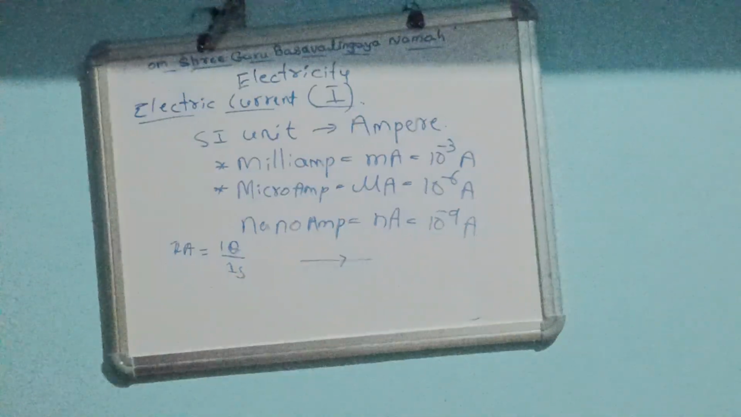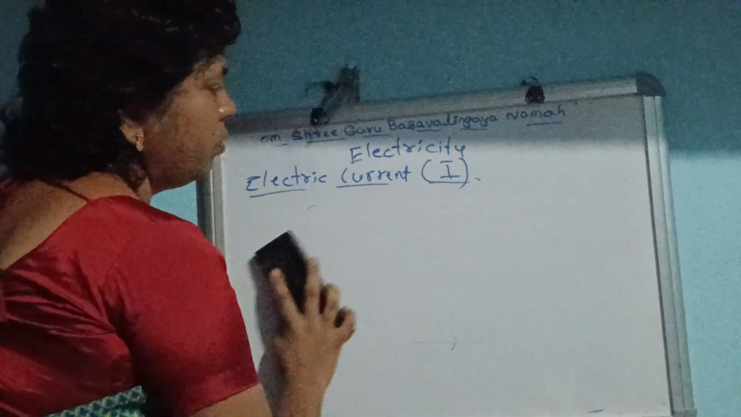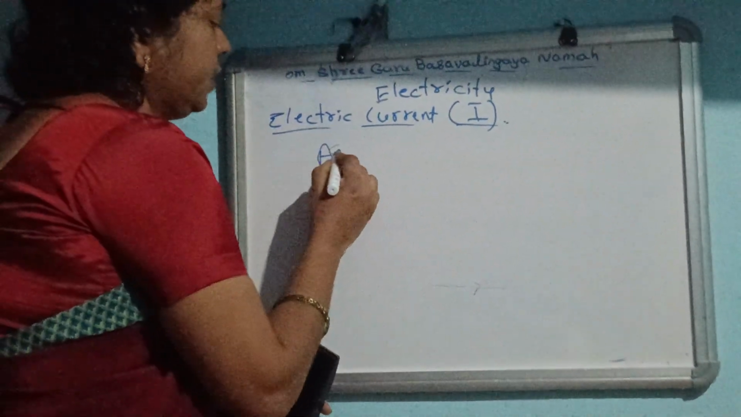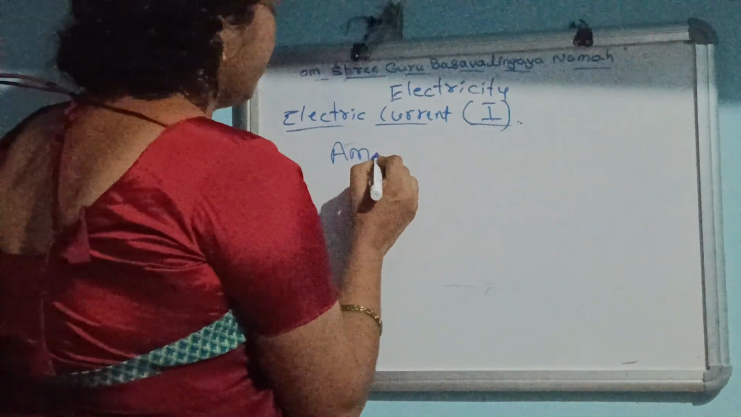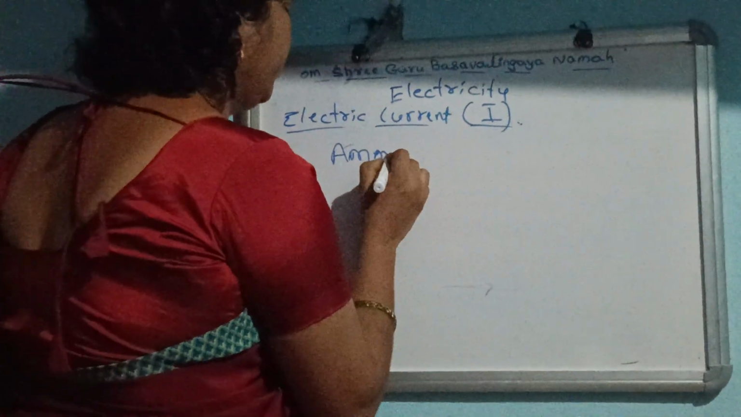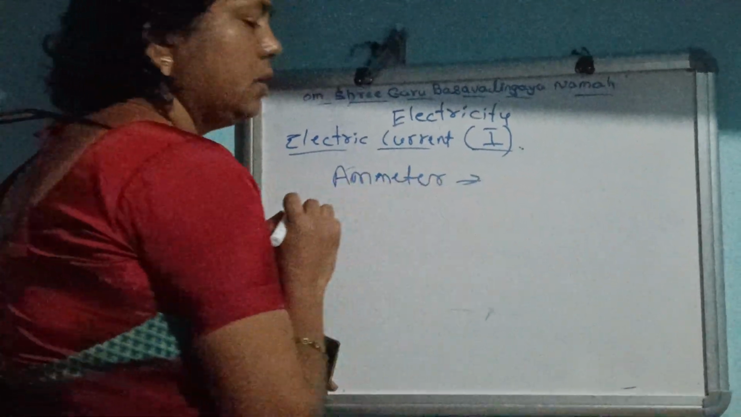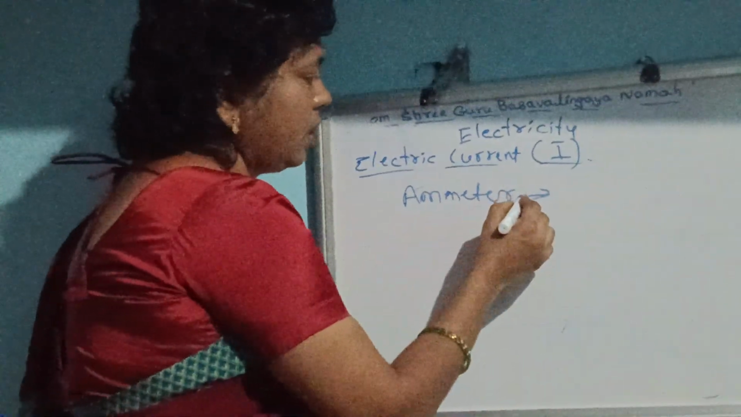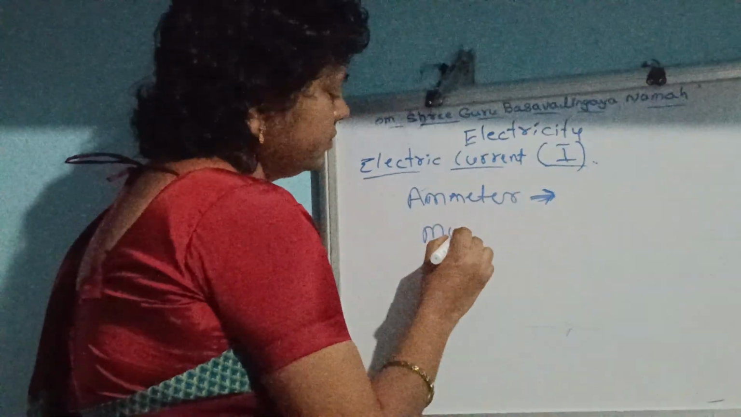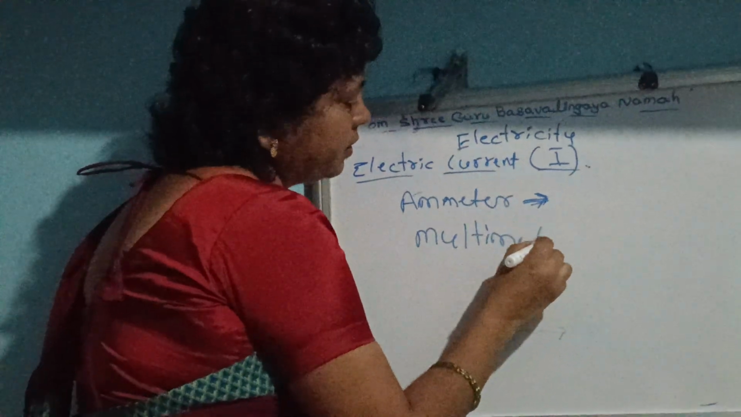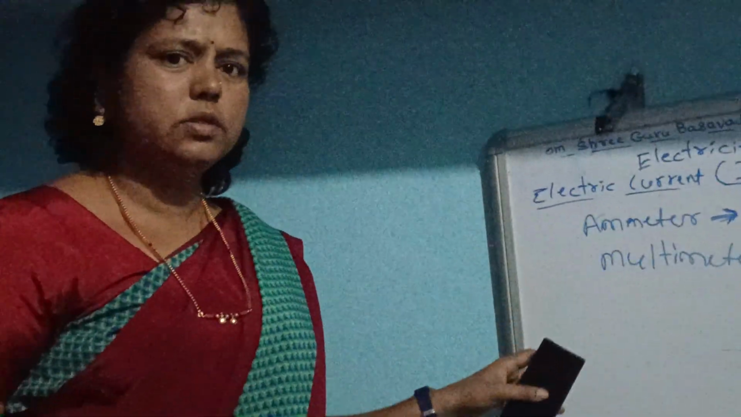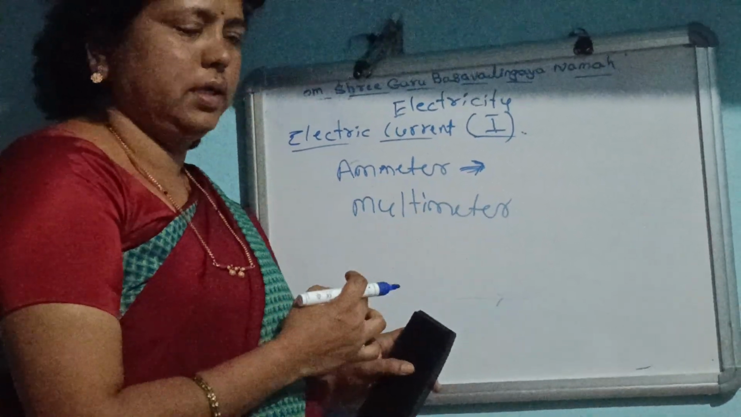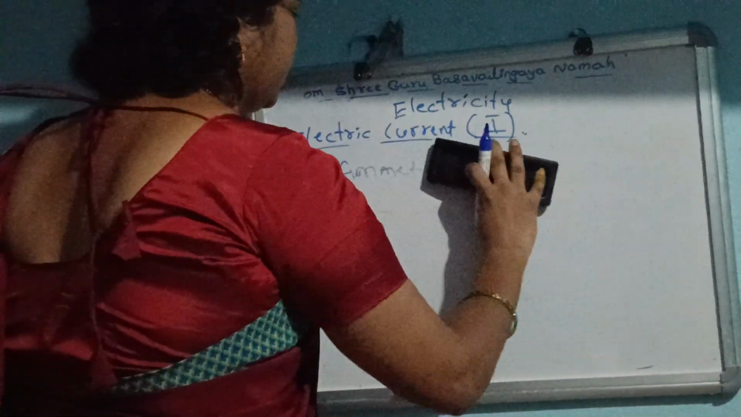Electric current is measured with the help of an instrument that measures how much current flows through the conductor. That instrument is the ammeter. Okay, one more instrument is there, ammeter or multimeter. With the help of both instruments we are going to find out how much current flows through the circuit.